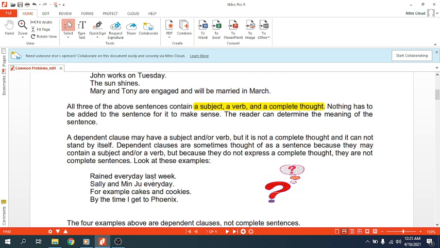Lalu yang kemudian "Sally and Minju every day". Sally and Minju are the subjects, and then "every day" is an adverb of time. Where is the verb? Kan kayak gitu ya. For example, "cakes and cookies", ya udah yang jelas banget kan, cuma noun aja gitu, tidak ada verbnya.